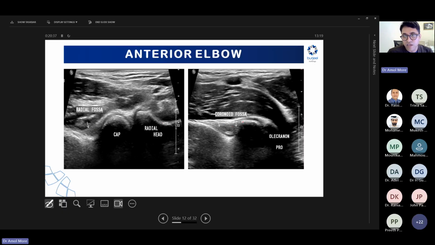Once we change our probe position from the lateral aspect towards the medial aspect, you will see the trochlear outline. You will see the coronoid process of the ulna. And just above the trochlear outline, there will be again one potential dip, which will be your coronoid fossa. This coronoid fossa, as we have seen for the radial fossa, is the fat pad containing fossa, and it is a potential space for your joint effusion.